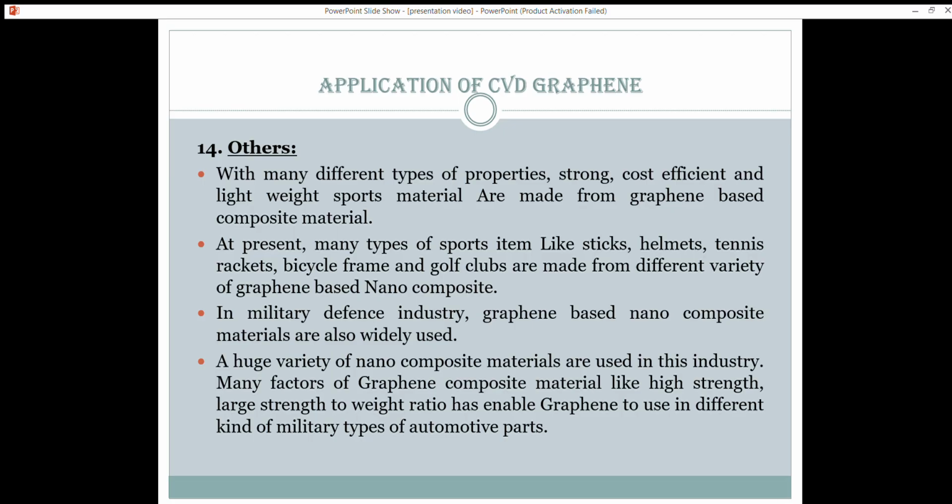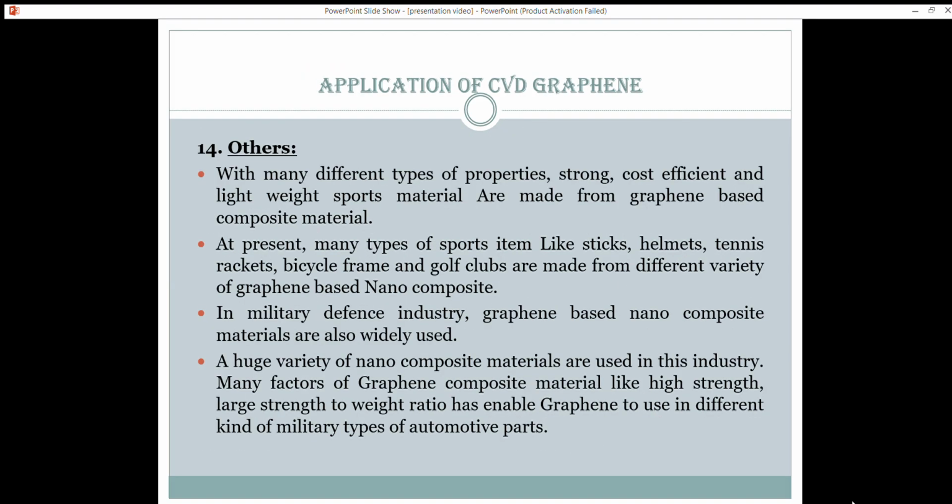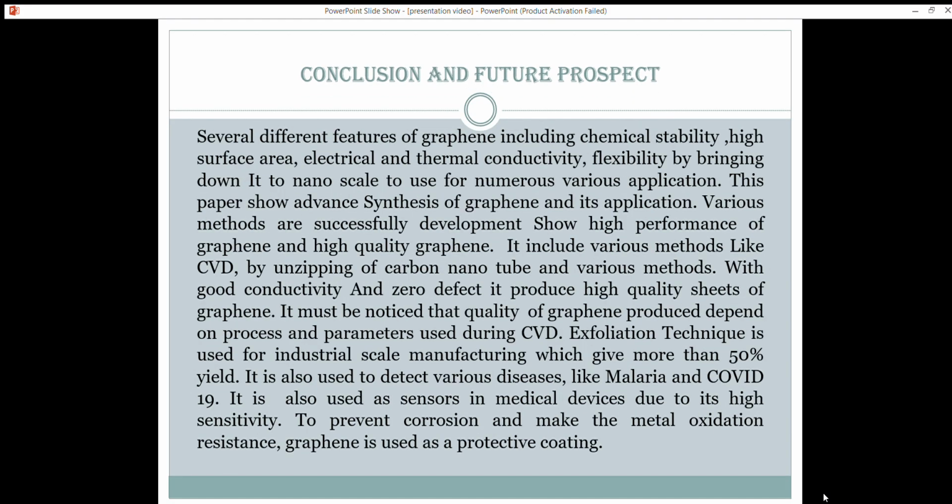Next we will move toward the conclusion and the future prospects of graphene. Several different features of graphene, including chemical stability, high surface area, electrical and thermal conductivity, and flexibility, by bringing it down to the nanoscale, can be used for numerous various applications.